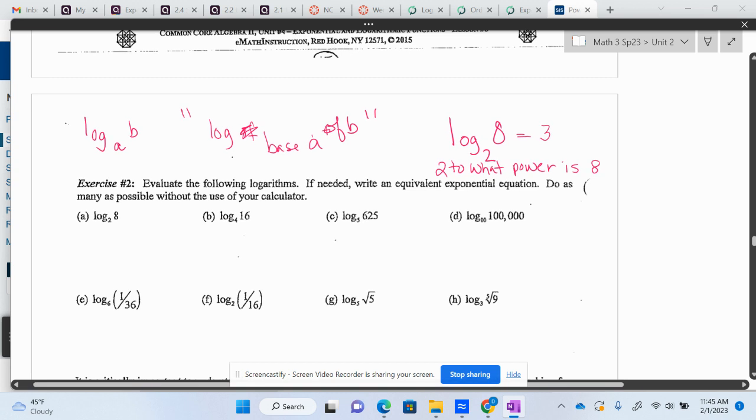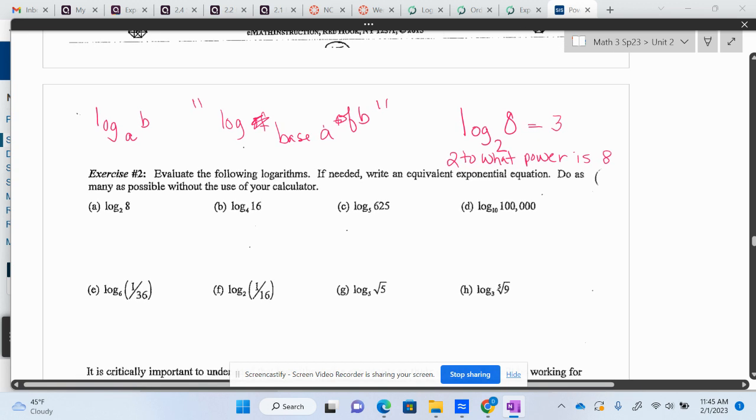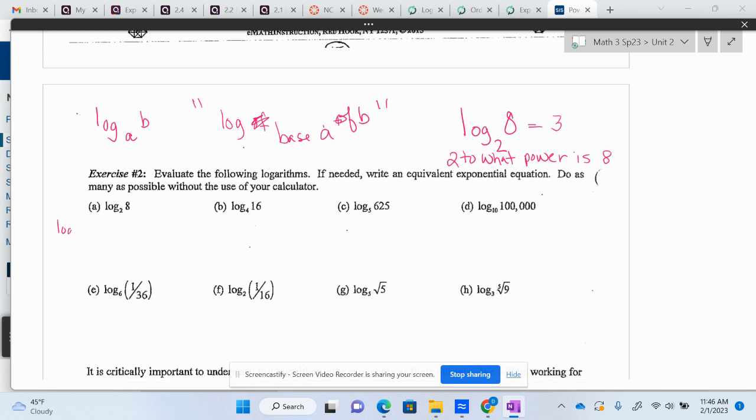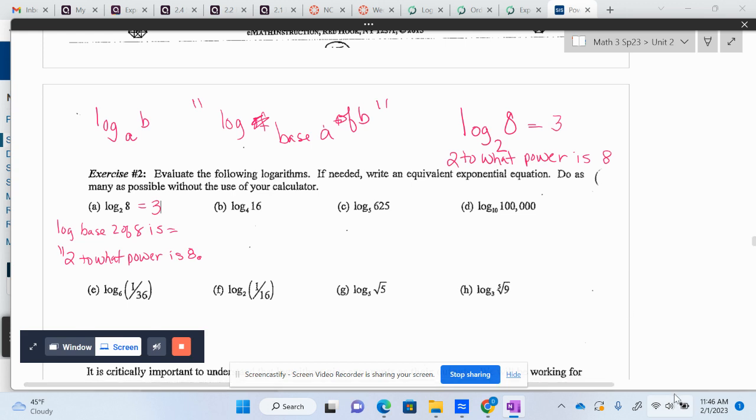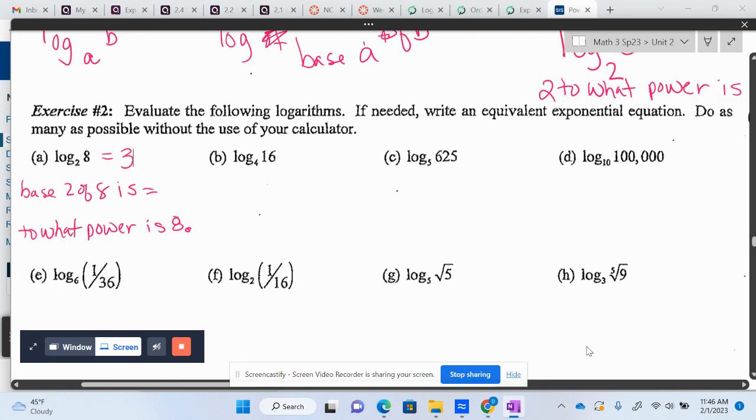So I'm going to write out what it's saying each time, like how to say it and then what it's really asking. So for this first example, it is saying log base 2 of 8 is, and that's what we're trying to find. That's what our equals is. And that just means 2 to what power is 8. And we know that 2 to the third power is 8. So I'm just going to keep doing that until we feel like we've got a handle on it.